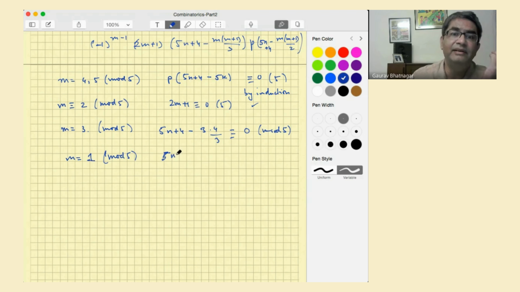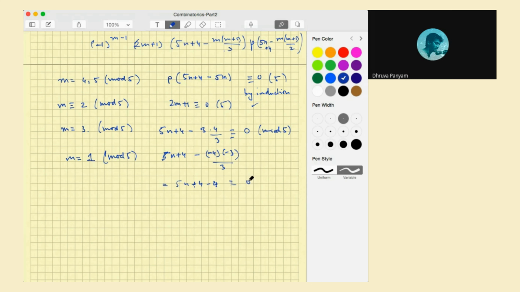So this is 5n plus 4 minus, now 1 is the same as minus 4 mod 5. So again, I'm looking at this term. So this is minus 4 times minus 3 over 3, which is again minus minus 4. So this will be 5n plus 4, 3 minuses, minus 4.